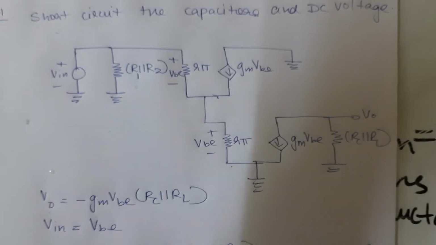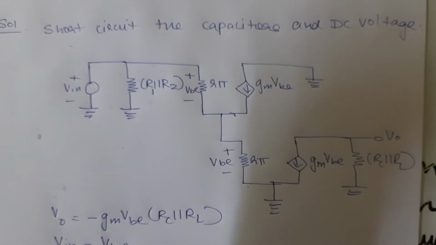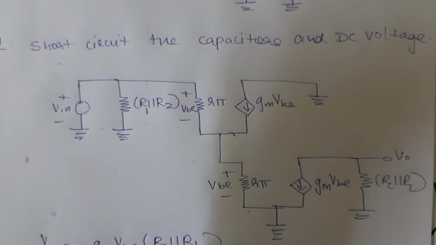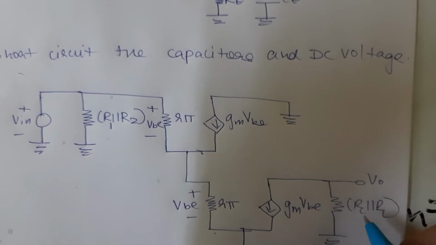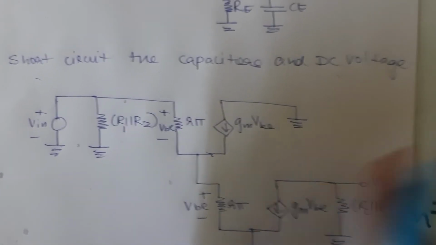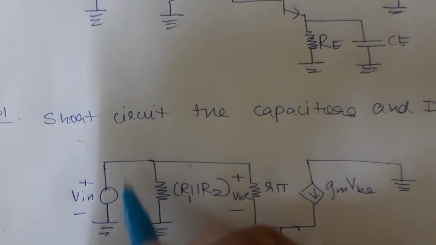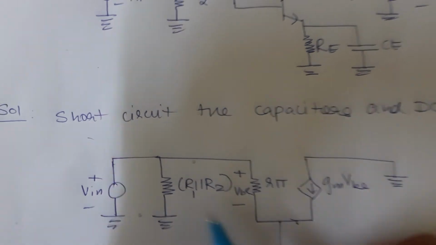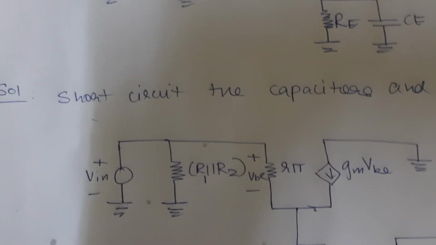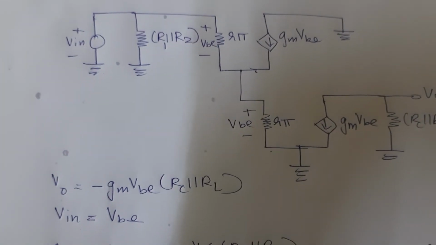Now according to the circuit, what is V0? V0 is nothing but minus Gm into VBE into RC parallel RL. So that is my V0, and from here we can see that Vin is same as VBE, since they are parallel, and in parallel voltages are same. Now we have both V0 and Vin.